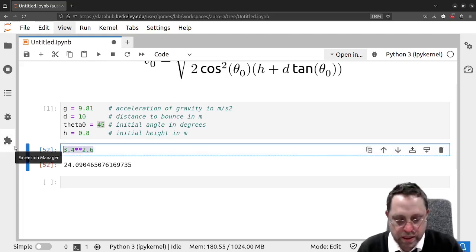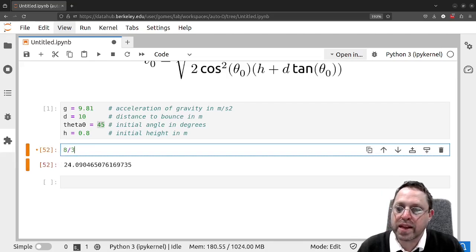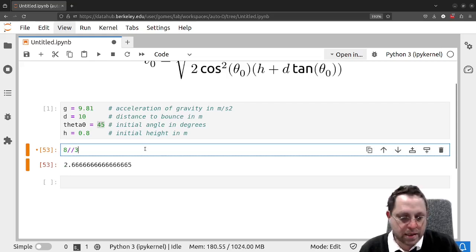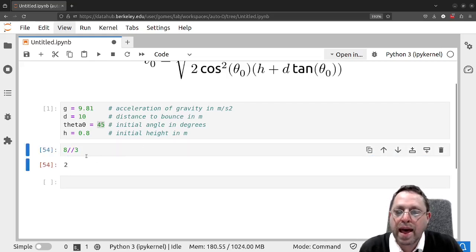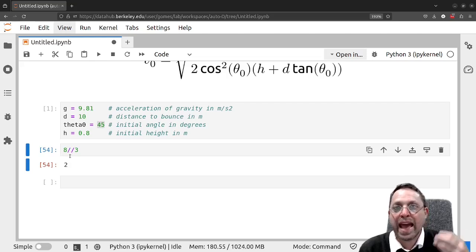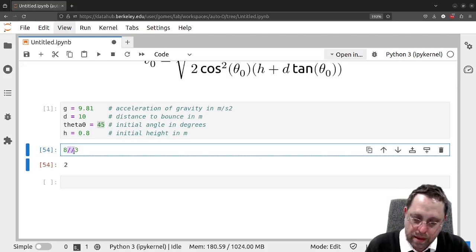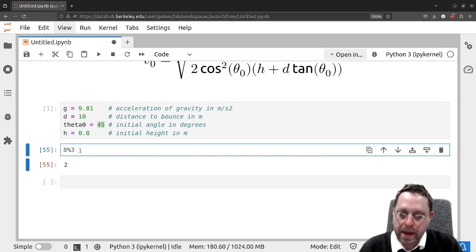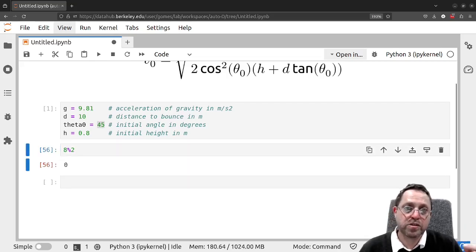How about the quotient? Well, let's take division first. 8 divided by 3 is 2.66. If we only wanted to keep the 2 part, all we have to do is take the quotient, and that just keeps the integer part of a division. If we only wanted to keep the remainder, 8 divided by 3 is 2.66, so we have an integer part of 2 and a remainder of 2. We could get that by using the modulus. 8 modulus 3 is 2, but 8 modulus 2 is going to be 0 because 8 divides 2 exactly.